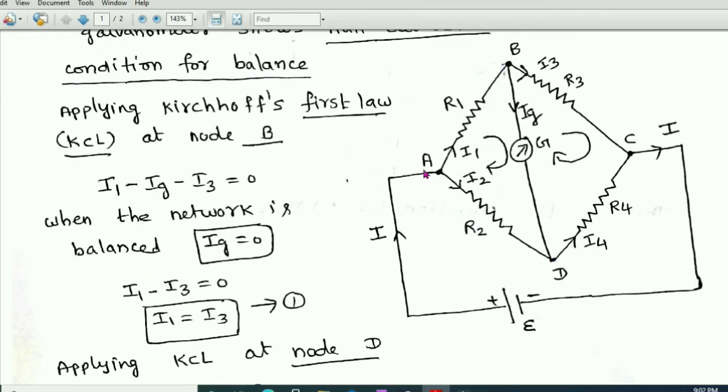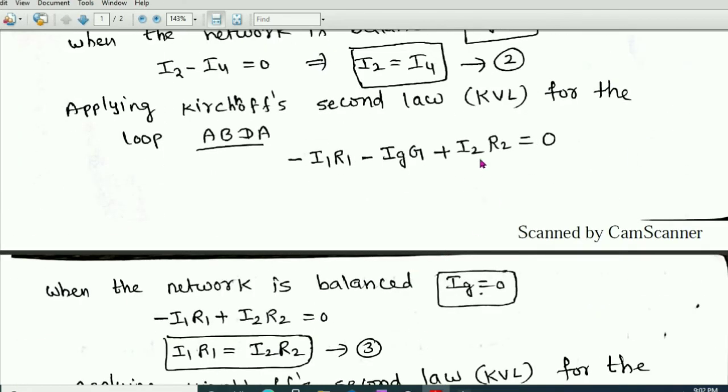Next from D to A. If you want to complete the closed loop, we have to move from D to A. As we are moving in the opposite direction of electric current, see, the arrow direction of electric current is from A to D, but we are moving from D to A in the opposite direction. So when we are moving in the opposite direction of electric current, the IR product is taken as positive. So I2 R2 is taken as positive. That's why plus I2 R2 is equal to 0. This is the equation we get by applying Kirchhoff's second law for the loop ABDA.